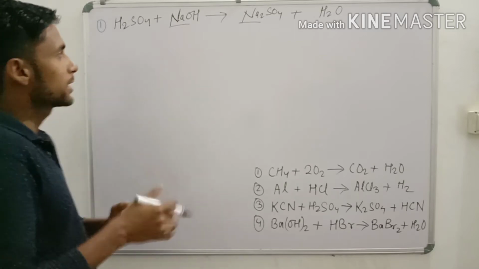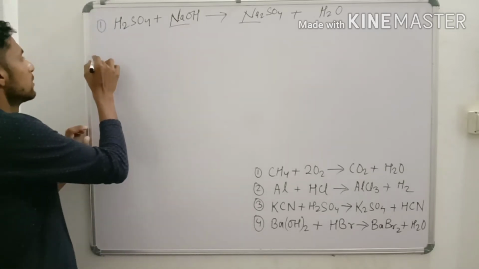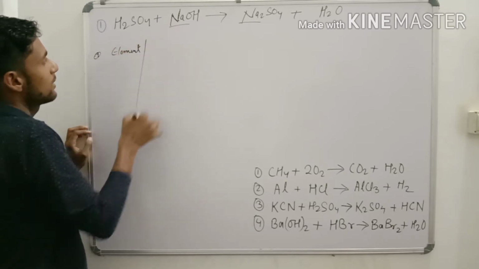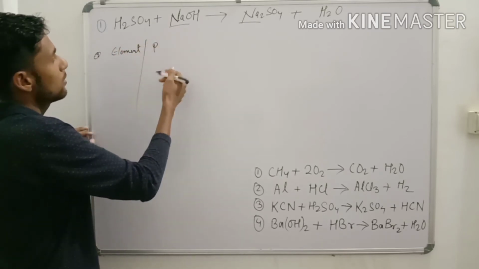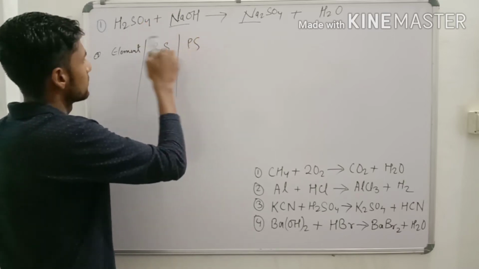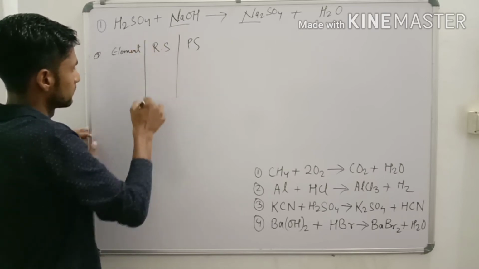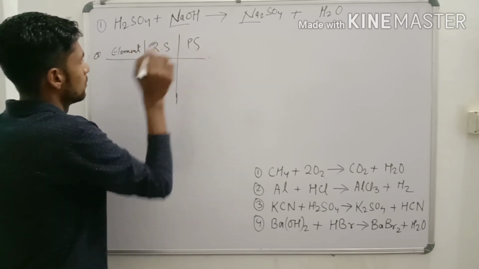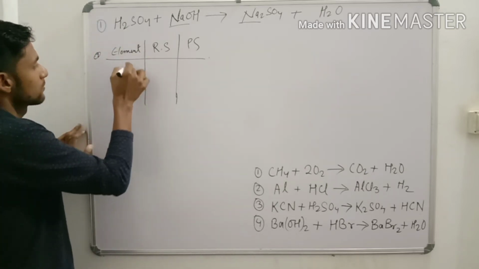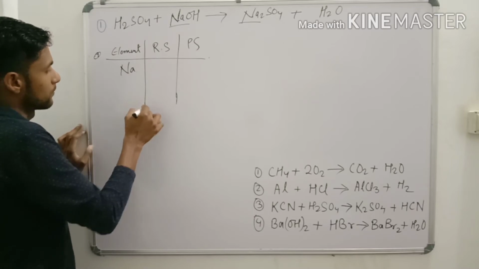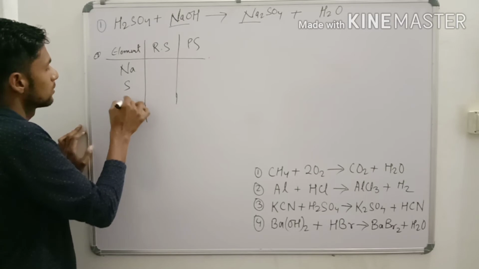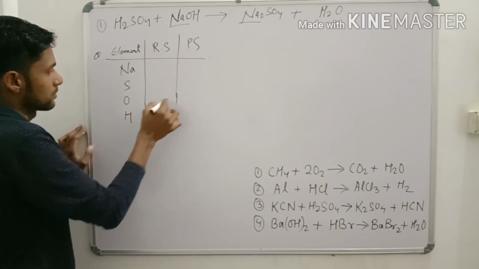The second step is we should make a list of the elements and the number of atoms present in the reactant side and the product side. First of all, we should take the uncommon elements, that is sodium, then sulfur, then we should take oxygen, then hydrogen.